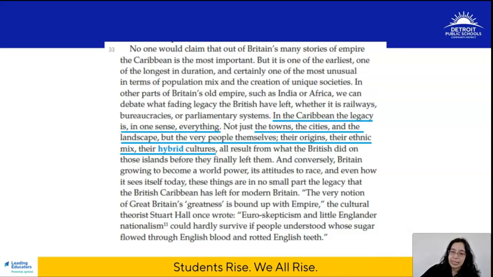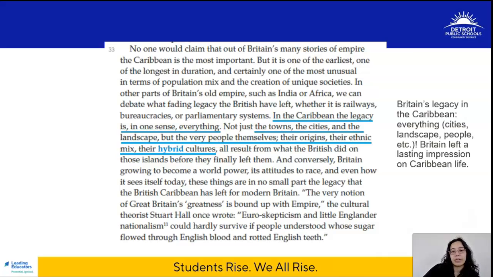So I underlined these sentences because here the author is telling us what the legacy was that the British left on the Caribbean. They were there for many years, as we've learned throughout the rest of the essay, and here we're talking about the legacy of what they left. So basically, after the British left the Caribbean, what parts of British life are still in the Caribbean? When we go to the Caribbean, what might remind us of Britain, or what might remind us of the British people? And here the author is telling us that Britain's legacy in the Caribbean is, in a sense, everything.